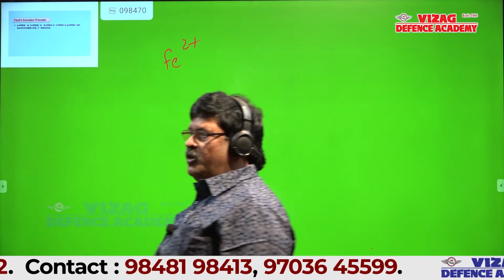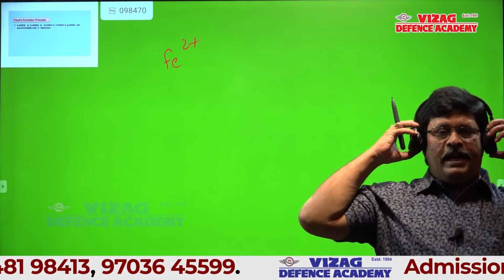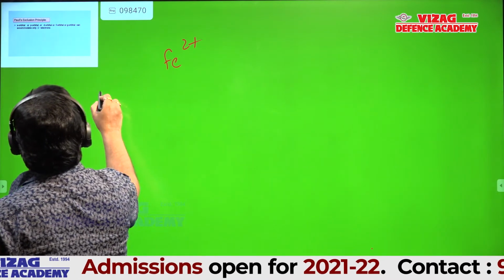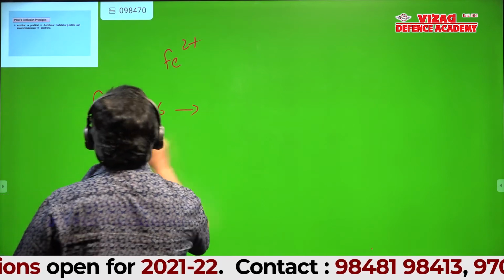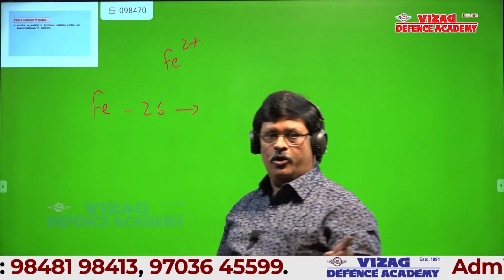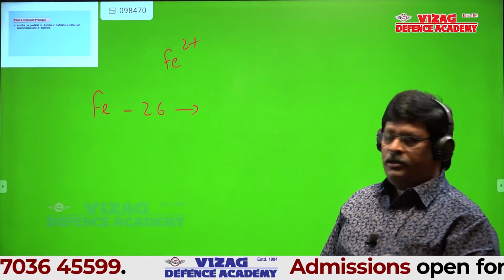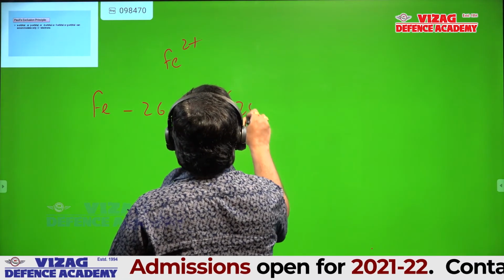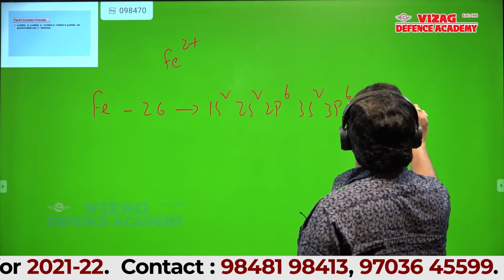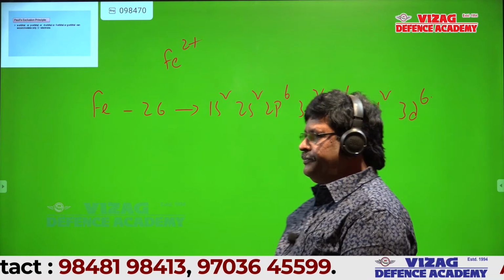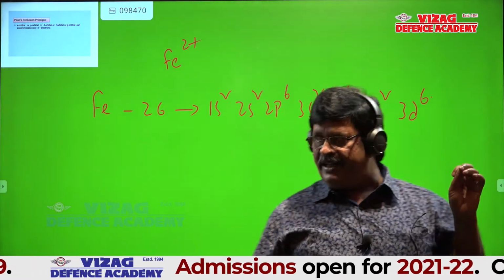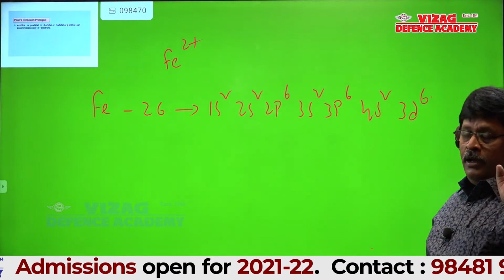Now if you know the configuration of Fe2 plus, then everyone can write how many unpaired electrons are there. Listen to me. First, you should know the atomic number of iron, 26. You write the electronic configuration of iron. Look at the board. Don't write anything. 1s2, 2s2, 2p6, 3s2, 3p6, 4s2, 3d6. Am I right? Students, is iron configuration okay? I written for Fe.